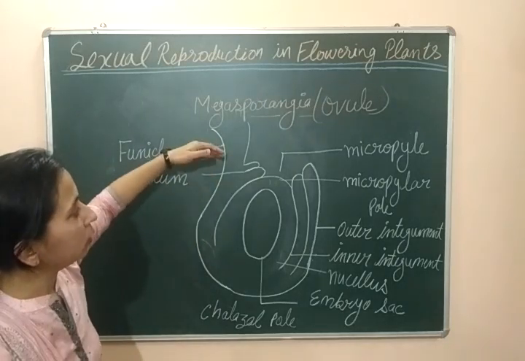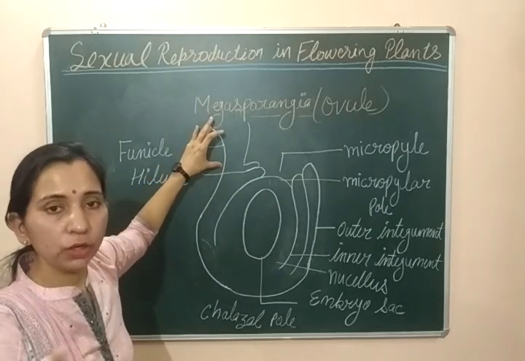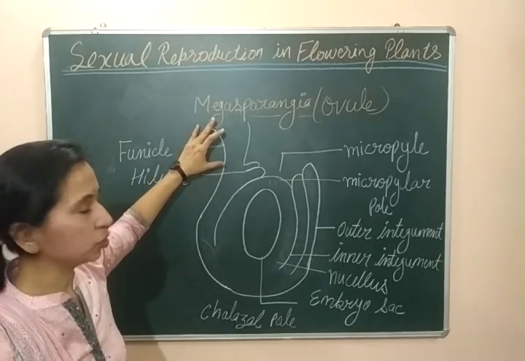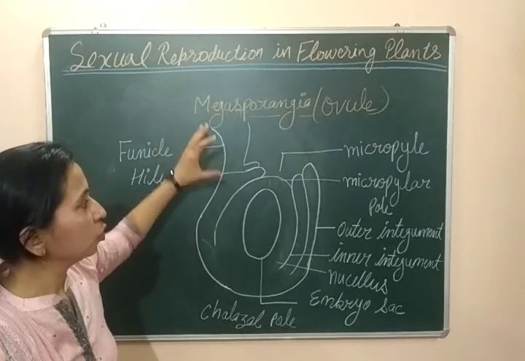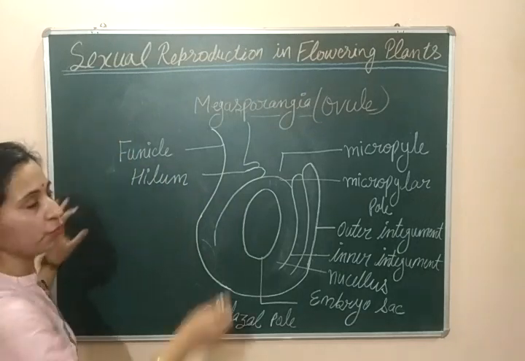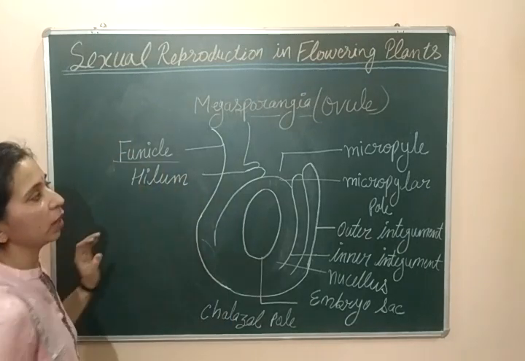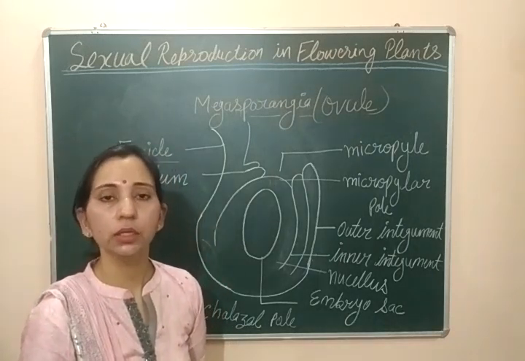This is a stalk-like structure of the ovule. This stalk-like structure is divided into two parts. Basically, ovule structure is divided into two parts, stalk and the body. So, this stalk is known as funicle. This funicle is the stalk by which the ovules are attached to the placenta inside the ovary.